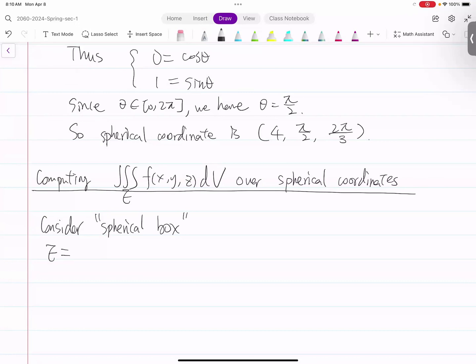We now just introduce one more element towards it. So we are looking at rho, theta, phi. And then here we just give specific bounds for these three variables. Okay. So let's say rho is between a and b. We have theta between two angles, let's say alpha and beta. And now let's say phi is between two other angles, but now we just call them c and d.